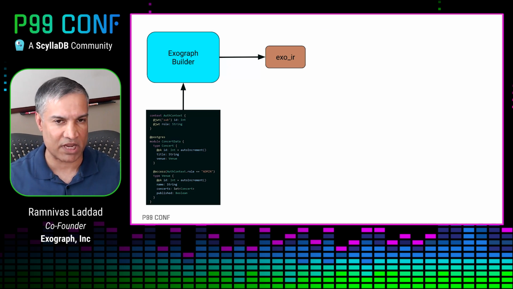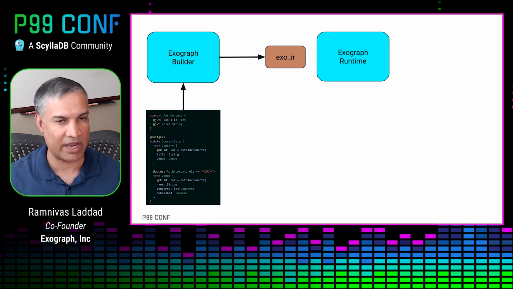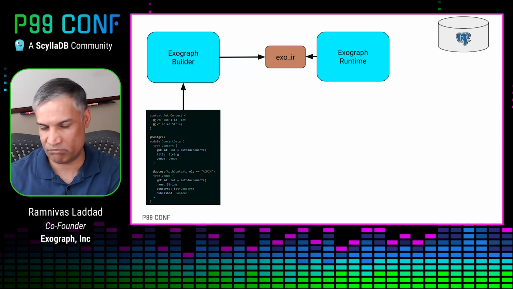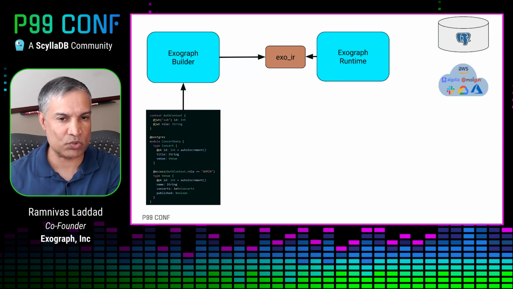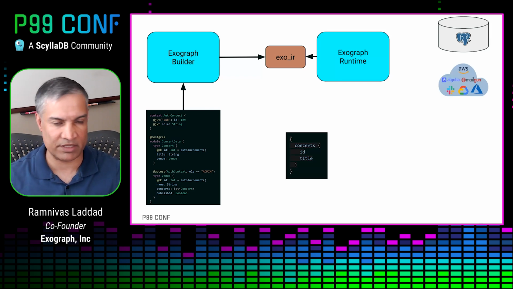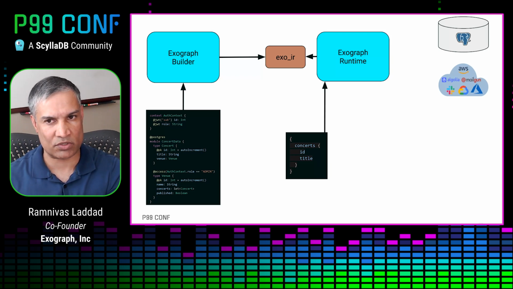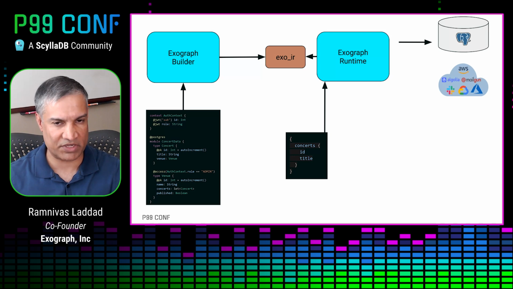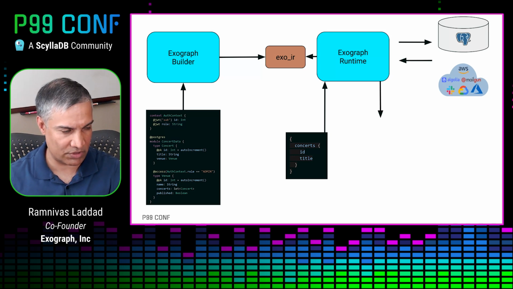Then Exograph runtime reads this XOIR file, and at the back end of it, it has a database such as Postgres or cloud services, so that when a query is made, in this case, there's a GraphQL query that is asking for concerts with ID and title. It will go talk to the backend services, fetch the data, and return it to the users.